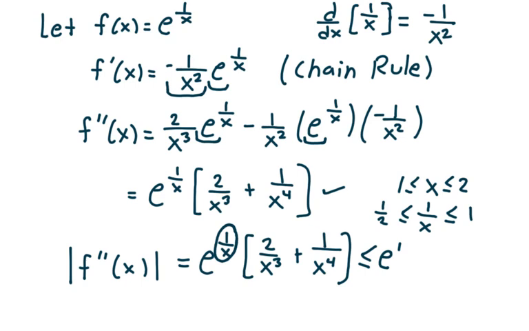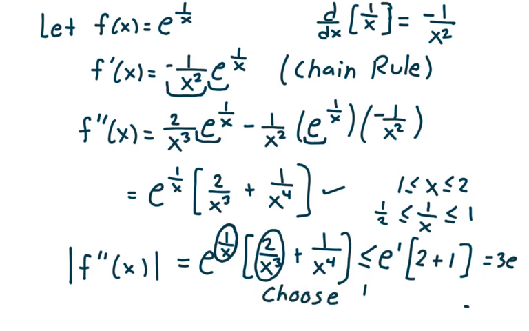e to the first times. Now look at the first term. Make the denominator smaller, then the fraction will get bigger. So this is 2 plus 1. And I claim that's 3e. And so I'm going to choose k to equal 3e.